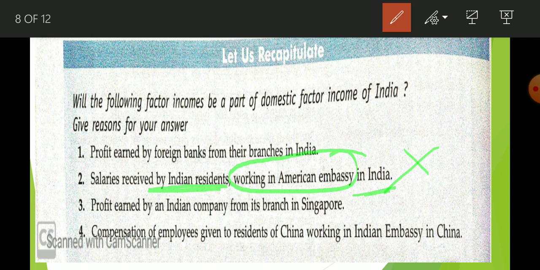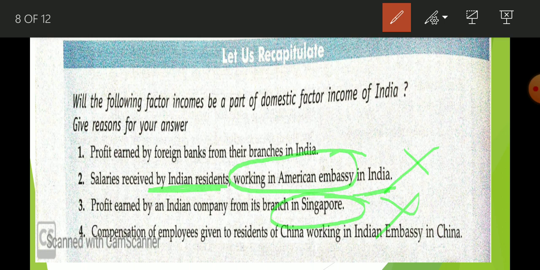Okay, but all Indian embassies that are located in foreign countries will be part of our domestic territory. Okay, student, why we don't consider? Because American embassy follows the rules and regulations of their own government. They are going to follow the rules of the American government, not the Indian government. Now the third question is profit earned by an Indian company from its branch in Singapore. Obviously Singapore is not in India, it is outside. So it is another country, that is why it is not going to be calculated.